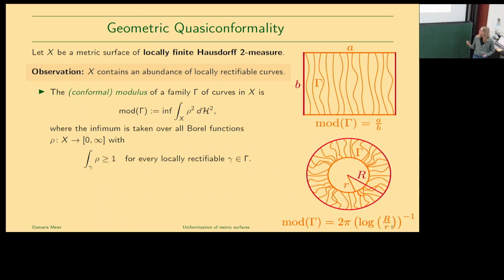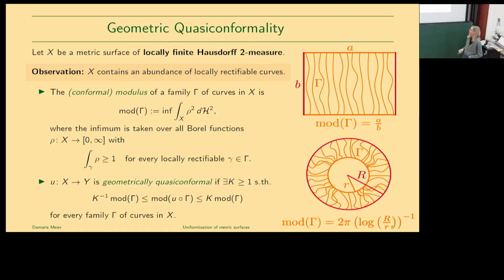So this is an outer measure on curves in a space, and what one can show is that if we have a mapping from R2 to R2 which is conformal, then this modulus stays invariant, in the sense that the image curve family has the same modulus as the original one. So it's very natural to then define a geometrically quasi-conformal map as a map that leaves the modulus of curve families invariant up to a multiplicative constant.